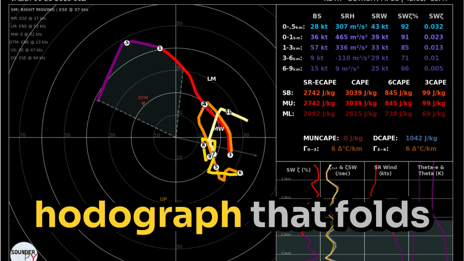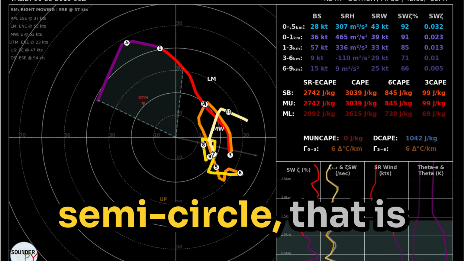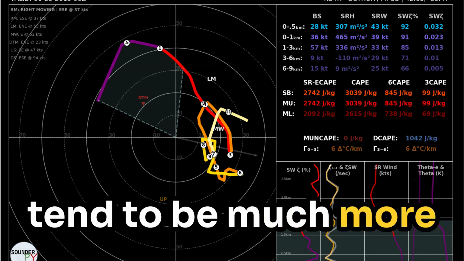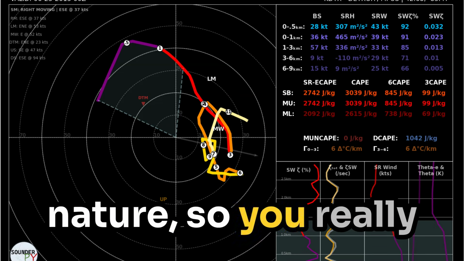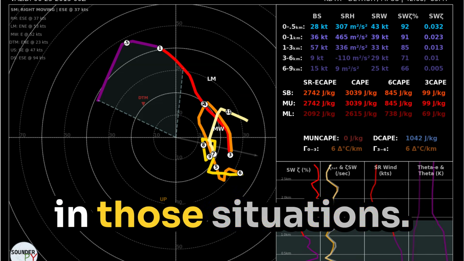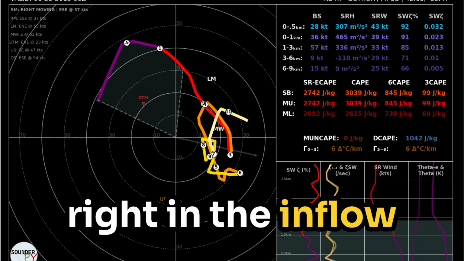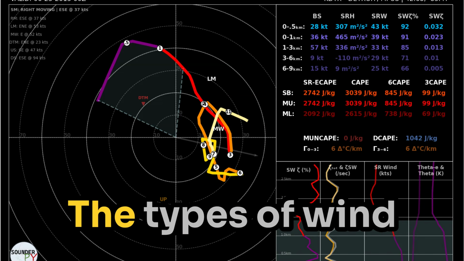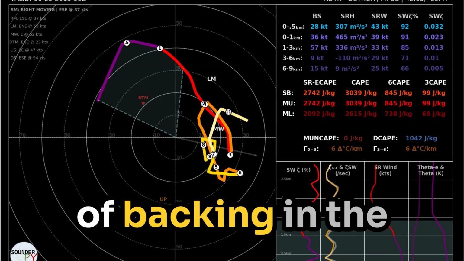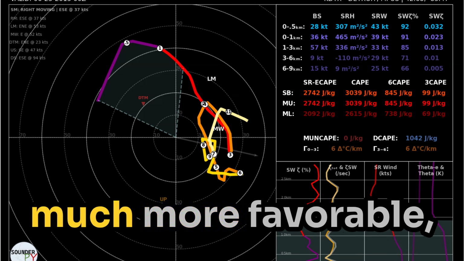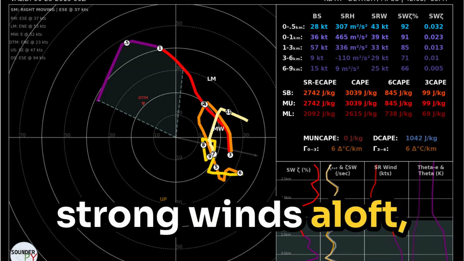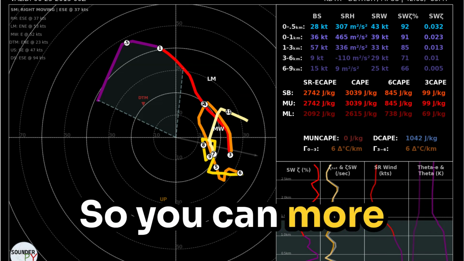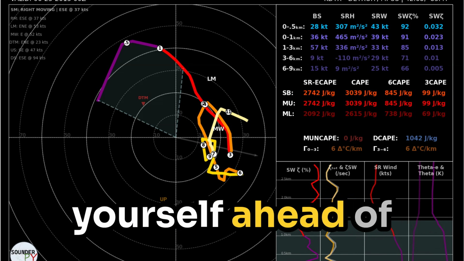So if you see that hodograph that folds over on itself like a semicircle, that is going to be your more dangerous situation. Those supercells can tend to be much more high precipitation in nature. So you really may not get a good look at tornadoes in those situations. You may have to be right in the inflow notch or the bear's cage, which in those types of situations is extremely dangerous. The types of wind profiles where you have that little bit of backing in the mid levels, those are much more favorable. And especially with strong winds aloft, those are much more favorable for the more visible tornadoes and storm structure. So you can more easily position yourself ahead of those features.